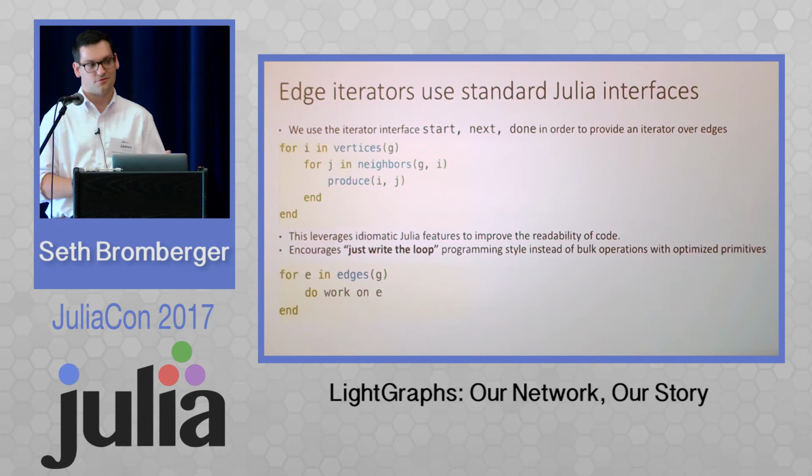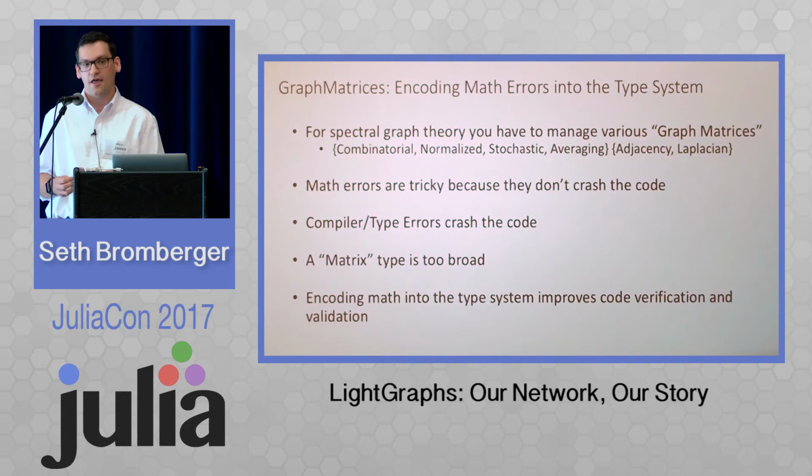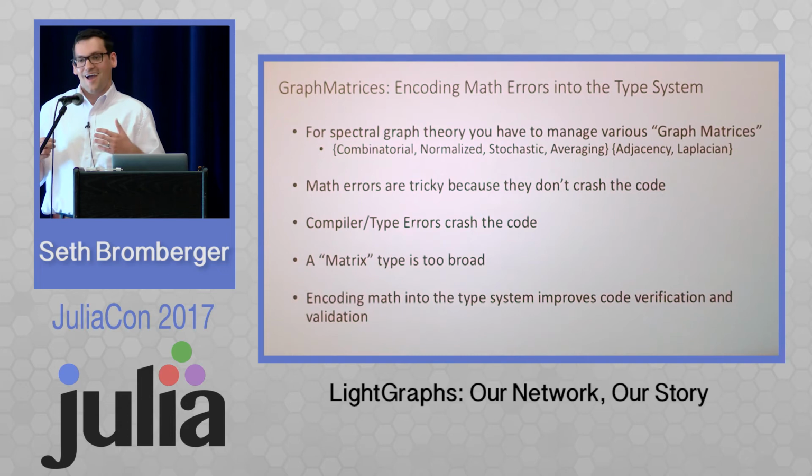Another aspect of consistency, and using the Julia type system to help us out: if anybody is familiar with scientific computing, you're familiar with math errors. When you write your code and your code runs, but it gives you the wrong numbers, right? This is very frustrating to me and I think everyone else in scientific computing. And it'd be really great if instead of running and being wrong, my code would crash. This is a nice thing about memory errors, right? You get a seg fault, you know. When you compute eigenvalues of a Laplacian and you get negative numbers, you don't know why, right?